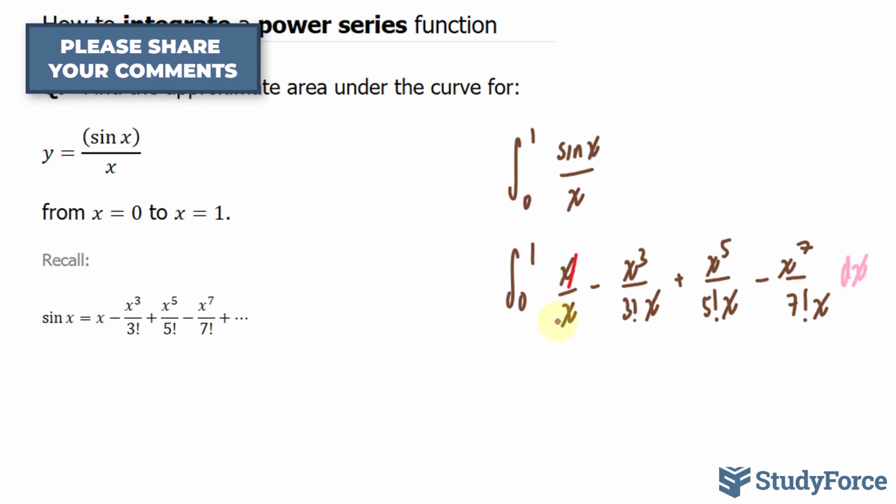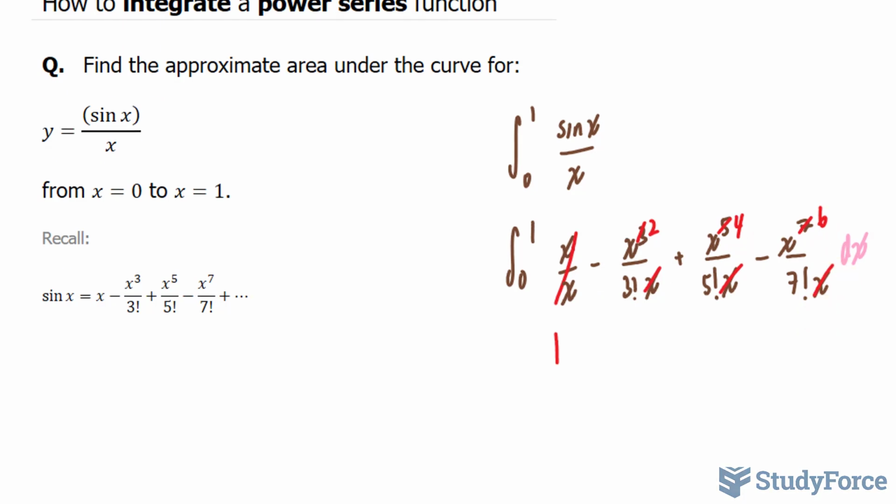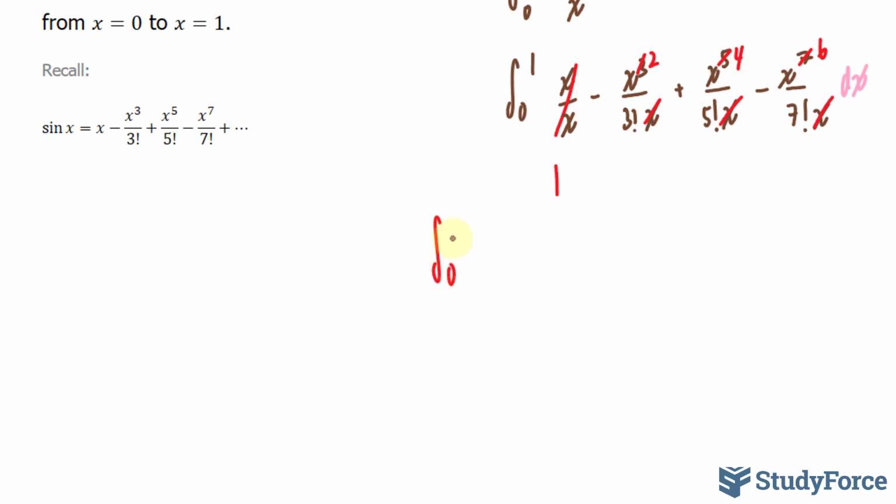Let's reduce this down as much as we can. This becomes a 1. This becomes x to the power of 2. That goes away. So does that one. X to the power of 4, x to the power of 6, and that disappears. Leaving us with our function, the integral between 0 and 1 for 1 minus x to the power of 2 over 6, 3 factorial is equal to 6, plus x to the power of 4 over 5 factorial.